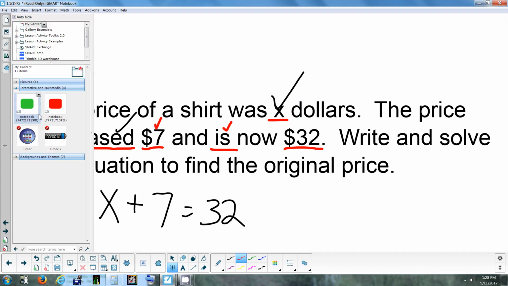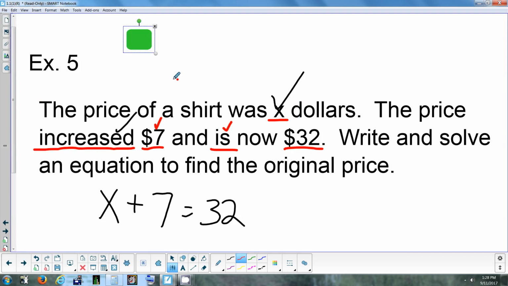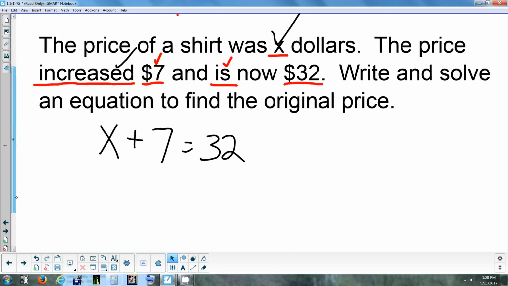All right, cool. So we set it up. Now, it doesn't say check though. We just have to solve it. X plus 7 equals 32. What are we gonna do first? Minus 7, right? Why minus 7?